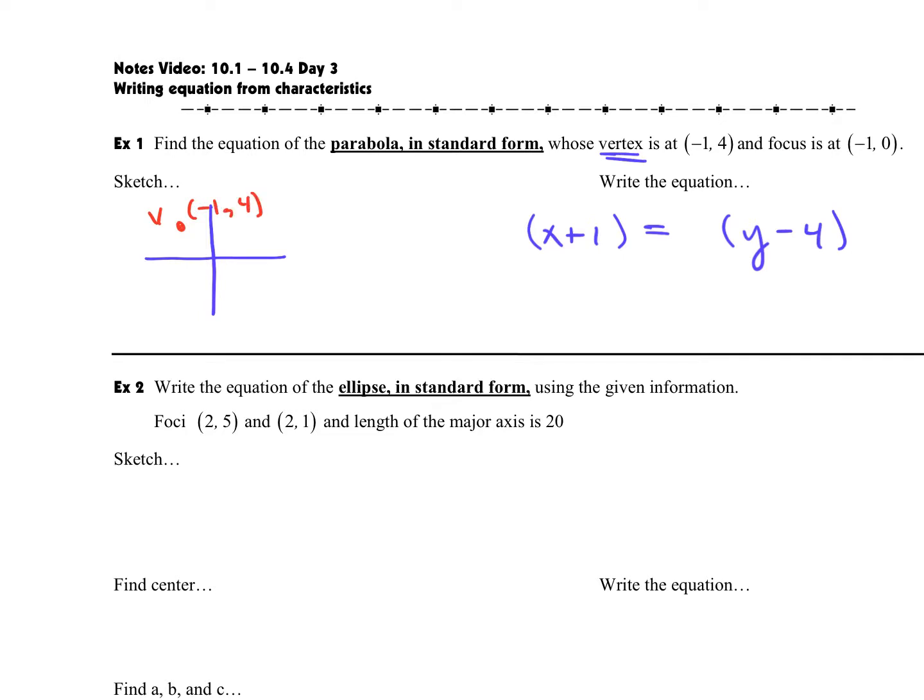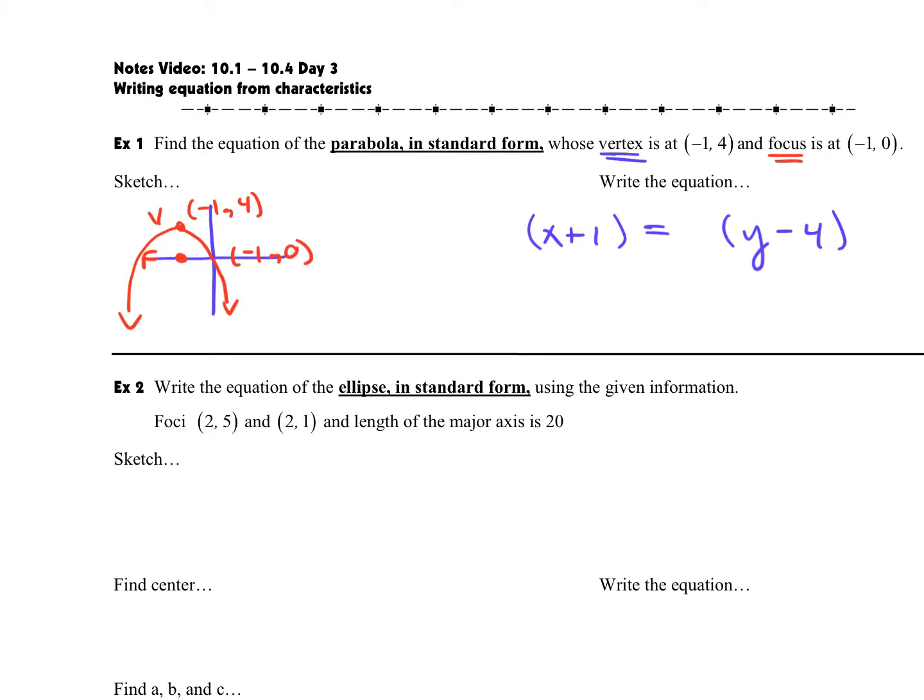Then the next thing that I've given you is the focus at negative 1, 0. So right here is going to be my focus. I'm going to put an F next to that, and I can label this as negative 1, 0. So now what this tells me is a good idea of what this graph is going to look like. I understand that a focus needs to be inside my parabola, so my parabola has to look something like this. It has to be opening down with that focus on the inside.